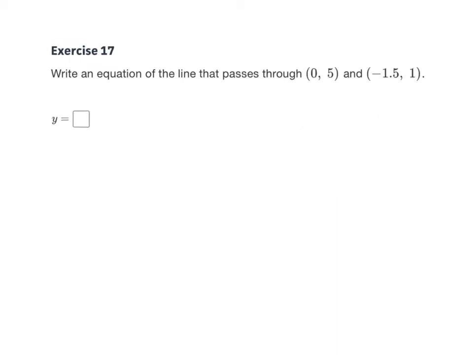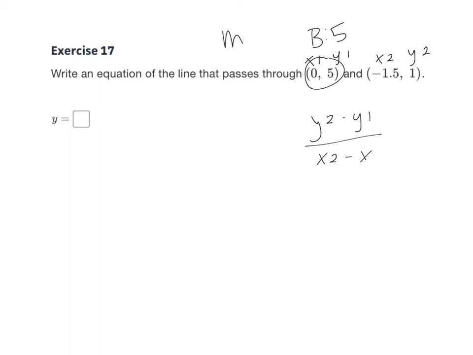Alright, 17, we've got to write an equation. The two things that we need are m, which is our slope, and b, which is our y-intercept. And we can identify the y-intercept because it's the one that's paired with the 0. So in this case, our y-intercept is 5. I'm going to label these as x1, y1, x2, y2. Now we're going to use the slope formula, which is y2 minus y1 over x2 minus x1.